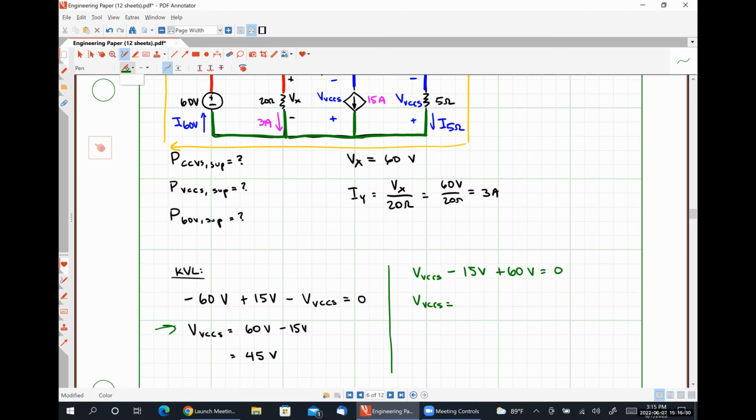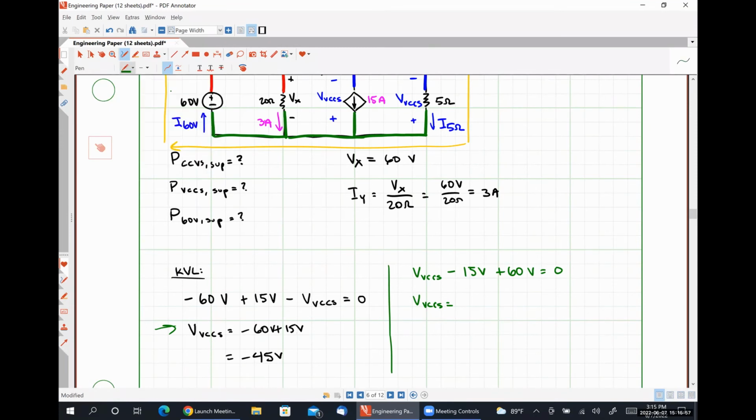So let's fix that real quick so that we'll get the same result either way. And I apologize for the mistake. So if we move VCCS to its own side of the equal sign, we should be left with negative 60 volts plus 15 volts on the other side of the equal sign, which should look like negative 45 volts.